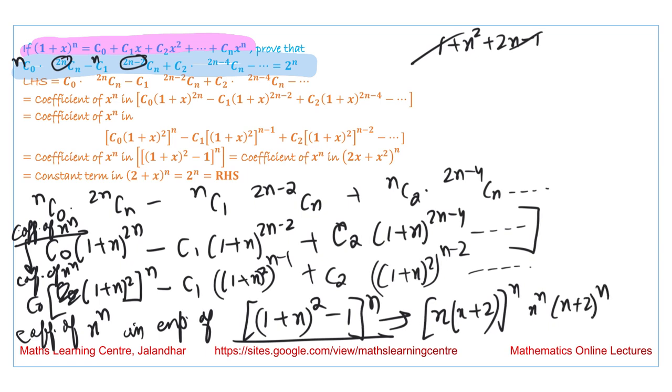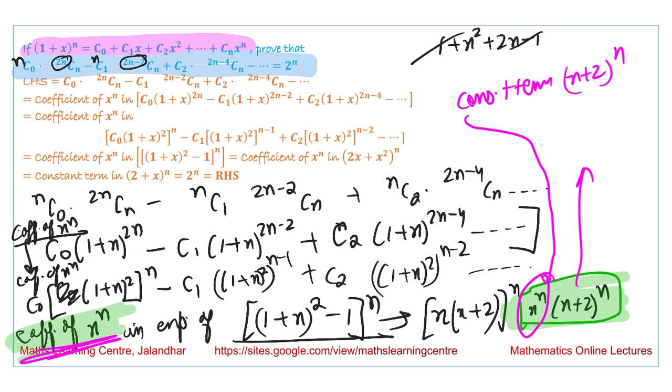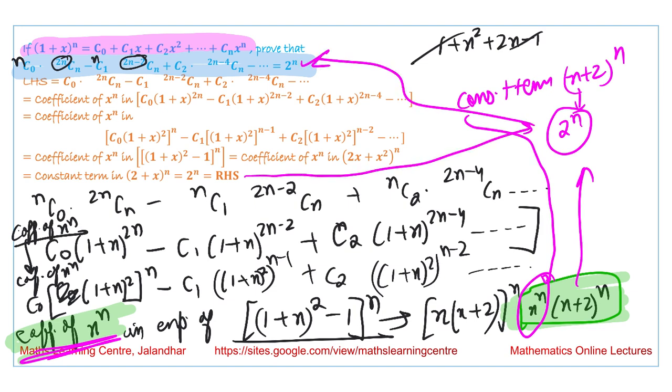It means we are interested in the constant term. Look at this condition over here, we are saying coefficient of x raised to the power n in the expansion of this term. It means we are saying that the constant term in the expansion of (x plus 2) raised to the power n, because when this constant term will be multiplied with x raised to the power n, we will get the coefficient of x raised to the power n, and the constant term over here is 2 raised to the power n. So this is what we have to prove, that this value is equal to 2 raised to the power n.